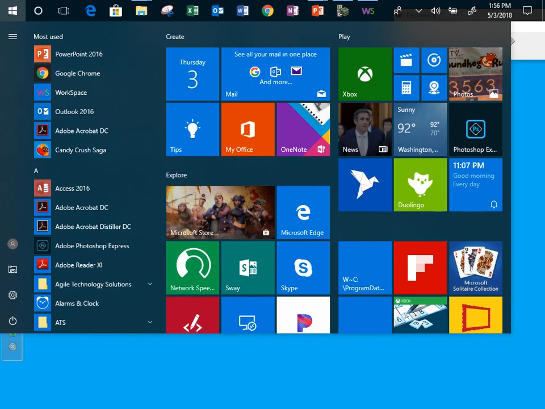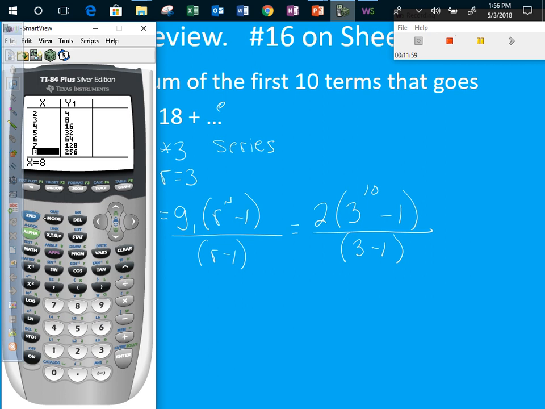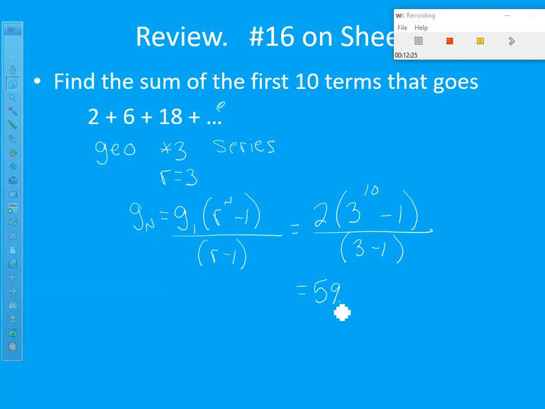Now, remember when we're typing this in, I'm going to type 2 parenthesis 3 caret 10. Use your right arrow to get out of that, minus 1, divided by another parenthesis, 3 minus 1, unless you do that part in your head. Once you hit enter, that should sum up those terms for you. So 59,048 happened to be that term.